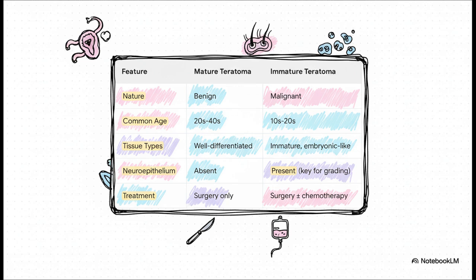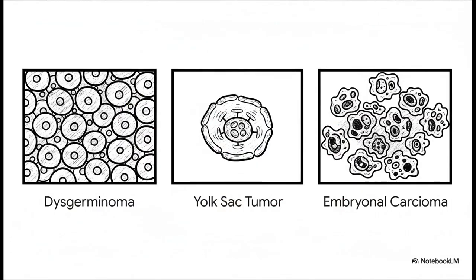So a mature teratoma, or a dermoid cyst, is benign. It's the one famous for having stuff like hair, skin, and even teeth inside. But an immature teratoma is malignant. And the single most important thing you look for to make that call is immature neuroepithelium. The moment you see that primitive, embryonic-looking brain tissue, the diagnosis, the grade, and the treatment plan all change. It's a game changer.